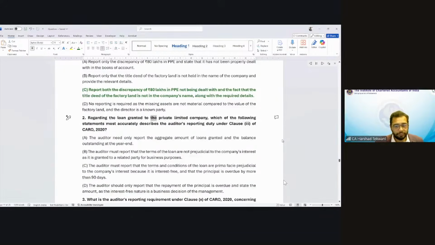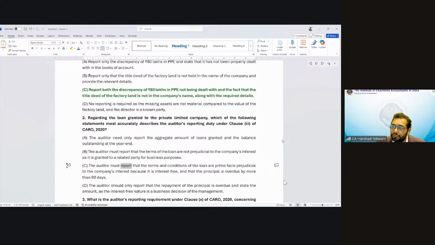Regarding the loan granted to the private limited company, which of the following statements most accurately describes the auditor's reporting duty under Clause 3 of CARO 2020? A. The auditor need only report the aggregate amount of loans granted and the balance outstanding at the year end. B. The auditor must report that the terms of the loan are not prejudicial to the company's interest as it is granted to a related party for business purposes.